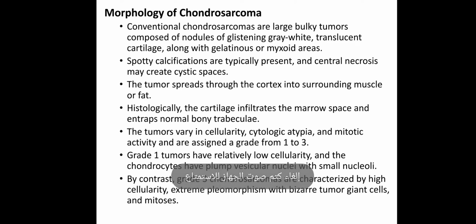The morphology of chondrosarcoma, the conventional type are large bulky tumor composed of nodule of glistening gray-white translucent cartilage along with gelatinous or myxoid area. يعني عندي cartilage وعندي مثل المادة الجيلاتينية surrounding the cartilage. Spotty calcification ممكن نشوف مناطق متعظمة متفرقة typically present, and central necrosis may create cystic space. احنا قلنا when we find a necrosis this means this is a bad prognostic sign and the tumor is very aggressive. والnecrosis راح يسوي لي cystic lesion تجاويف.